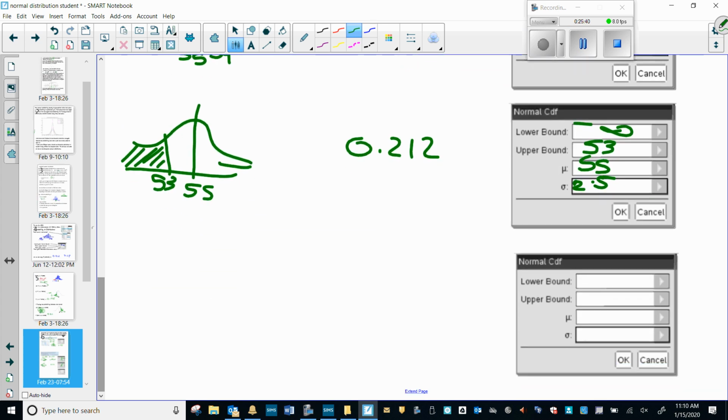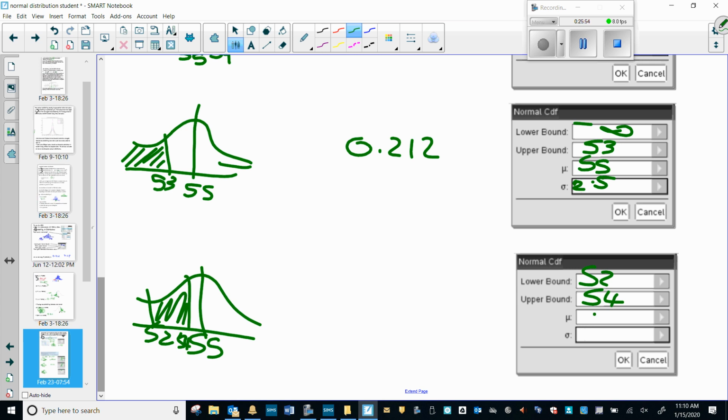And the last one in this question, again, same diagram, 55, and they want between 52 and 54. So your lower bound is 52, upper bound is 54. 0.23.